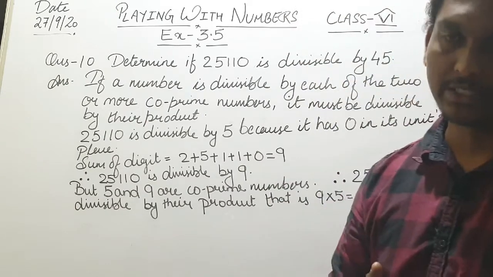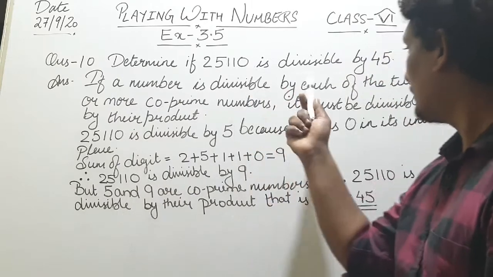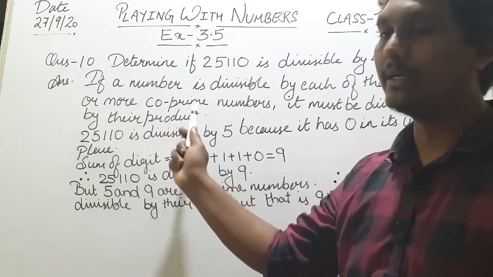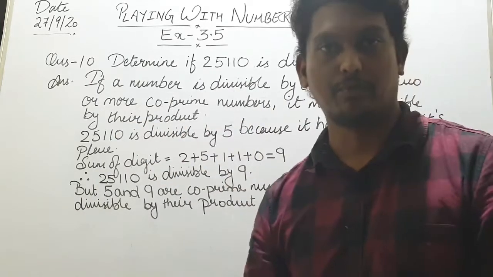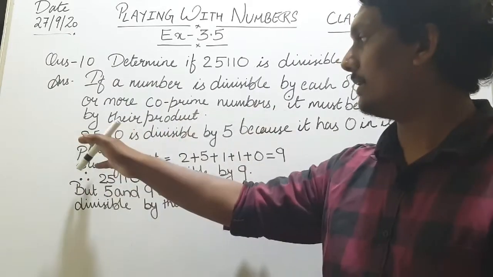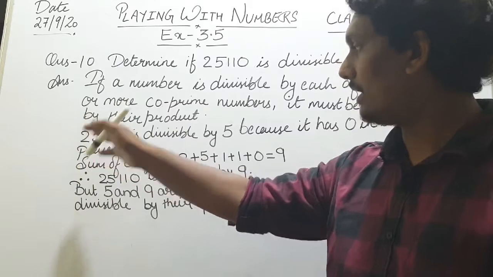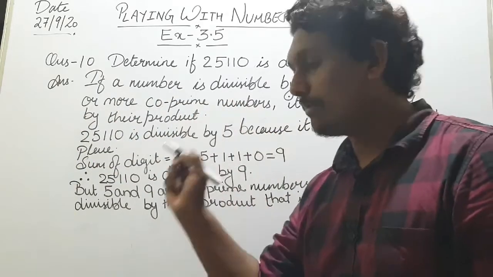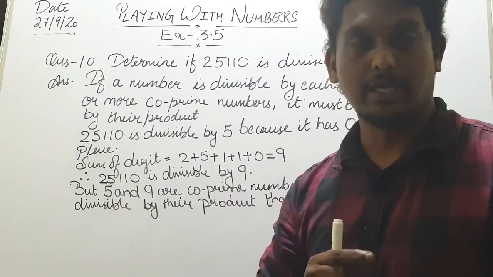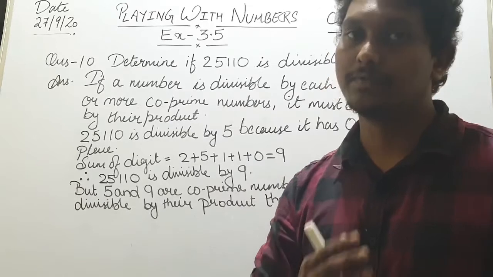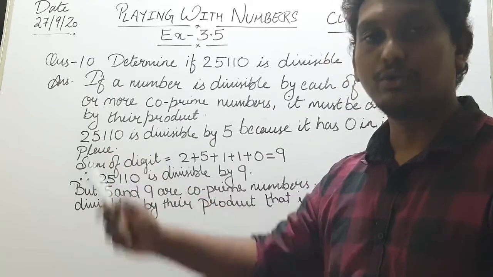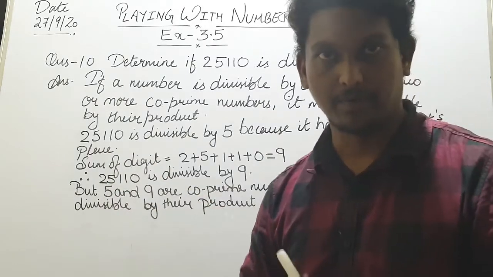So first, how to solve this question is, if a number is divisible by each of two or more co-prime numbers, it must be divisible by their product. Okay, this we want to prove, right? So first of all, we are going to check whether this number is divisible by 5 or not. For divisibility by 5, what do you have to check? We have to check the ones place. If the ones place is 0 or 5, then it is divisible by 5. So in this number, the ones place is 0, so it is easily divisible by 5, right?